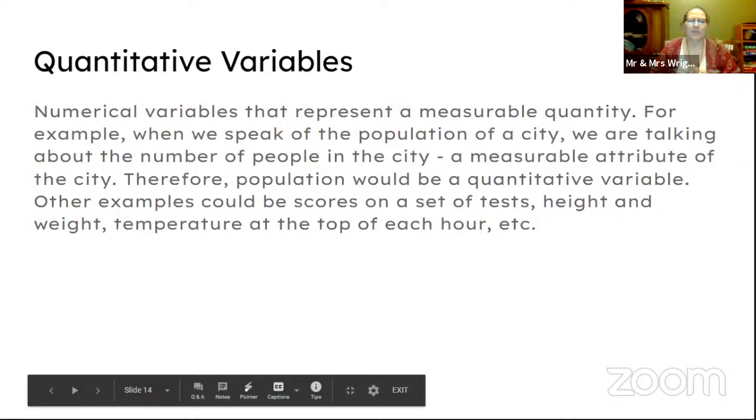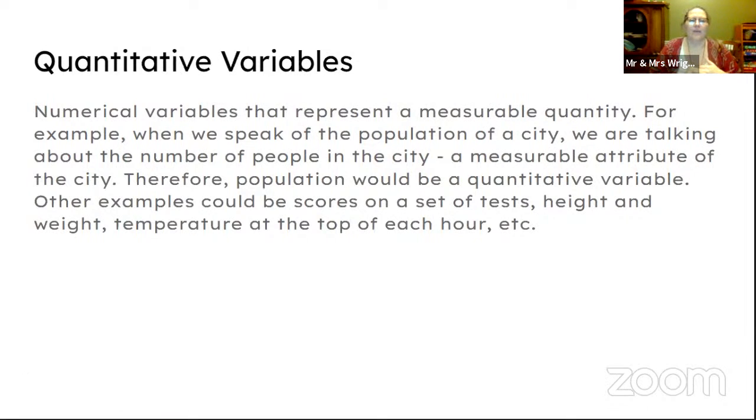Quantitative variables are variables that represent something that can be measured. So it has here as an example, a population of a city. So the population is a quantitative variable, scores of a test, height, weight, temperature, etc. So these things can be measurable. The alternative form is qualitative, which cannot be measured, right? So quantitative means something that can be measured.